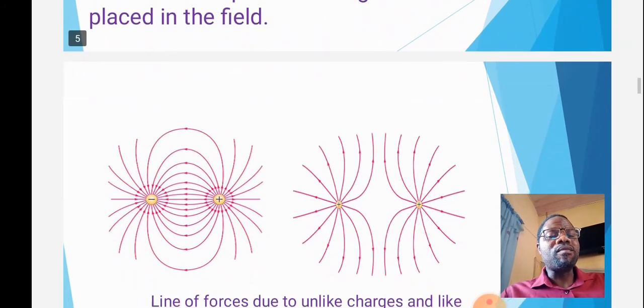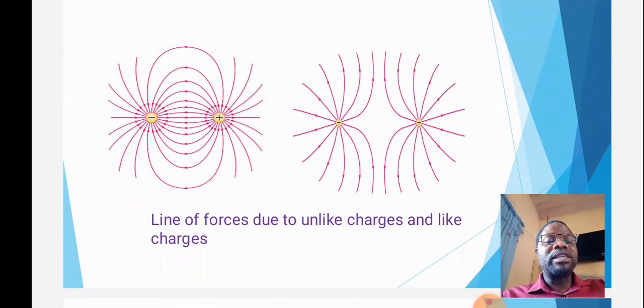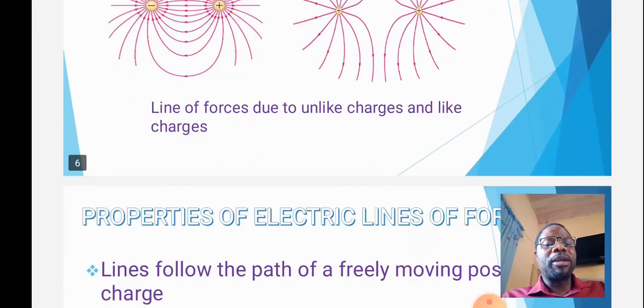Now you see the pattern. So that is the line of force due to unlike charges and like charges. As we know that unlike charges attract while like charges repel. So the first lines of force represent the attractive force between two unlike charges, while the second one represents the repulsion between two like charges.